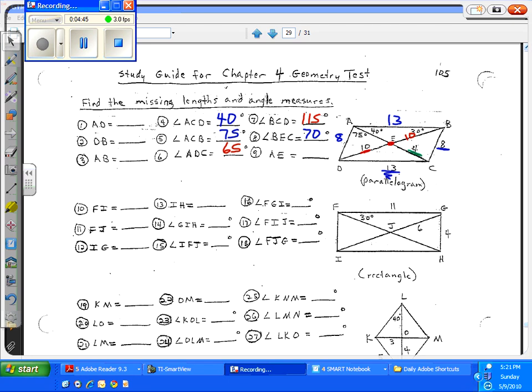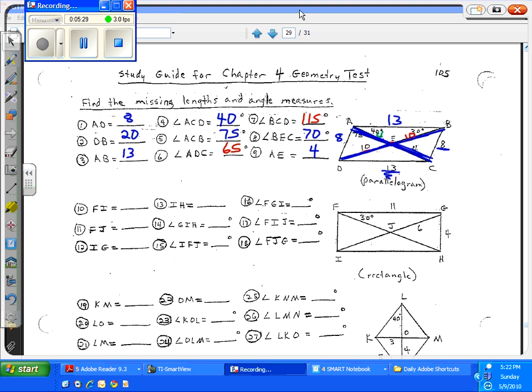If this half of diagonal AC is 4, then the other half of diagonal AC is 4, making the entire diagonal AC 8. So AD is 8 because opposite sides of a parallelogram are equal. DB is 20 because the diagonals bisect each other. If this half is 10, then this half is 10, so the whole diagonal BD is 20. AB is 13 because opposite sides of a parallelogram are equal. AE is 4 because the diagonals bisect each other, and if this half of that diagonal is 4, then that half of that diagonal must be 4 also.